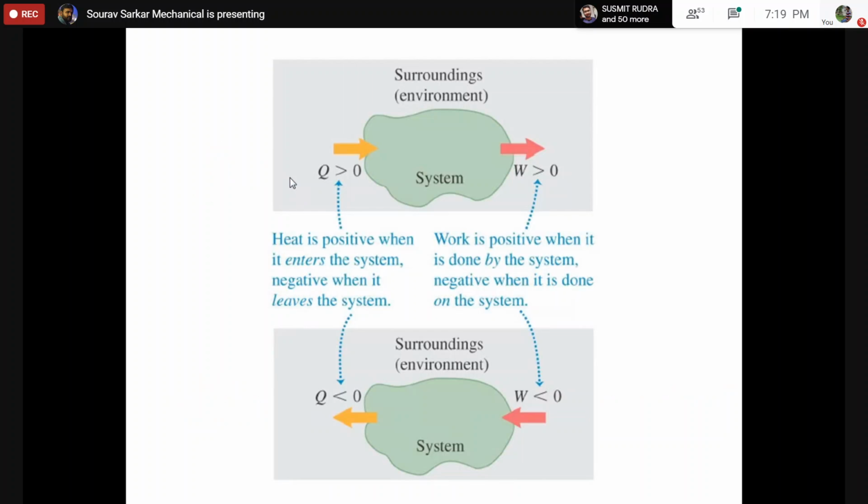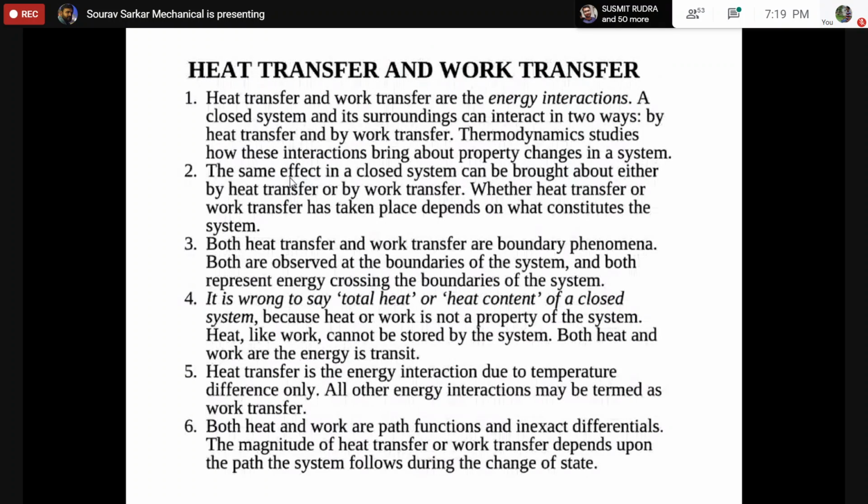You got my point? So the heat and work are path functions, and they are inexact differentials. Do you understand the meaning of inexact differential? If you write it as y2 minus y1, it is an exact differential. But if you are not allowed to write it as y2 minus y1, it is called an inexact differential. So this is the summary of heat and work transfer.